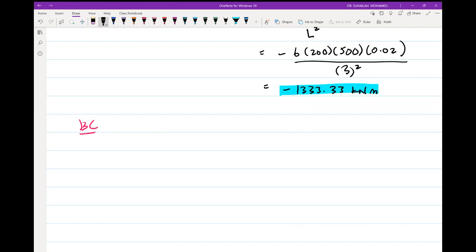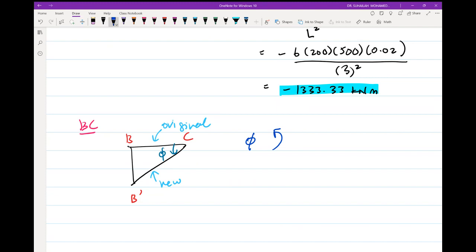For BC, the triangle that occurs after settlement is like this. This is B, this is C, this is B prime. The original is horizontal, and this is new. Always remember that we measure the chord rotation from the original. This means that the chord rotation is counterclockwise. So FEM is clockwise because it is opposite.